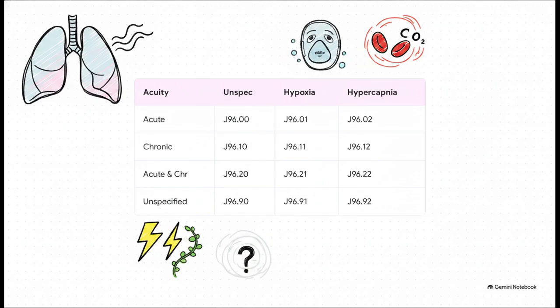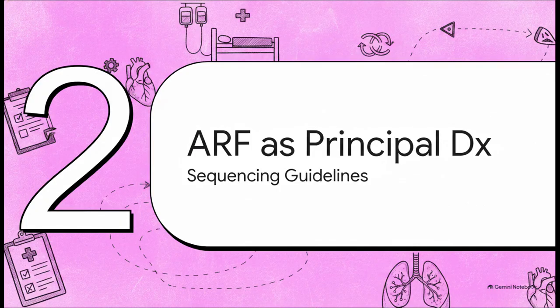If the documentation doesn't specify whether the patient has hypoxia or hypercapnia, your code ends in 0. So acute respiratory failure unspecified is J96.00. If the chart specifically says with hypoxia, the code ends in a 1. That makes it J96.01. And if it's with hypercapnia, you are ending with a 2, making it J96.02. That same exact fifth character logic applies flawlessly down the line to all the other acuity types. Now, what's really interesting about this next part is how we prioritize it.